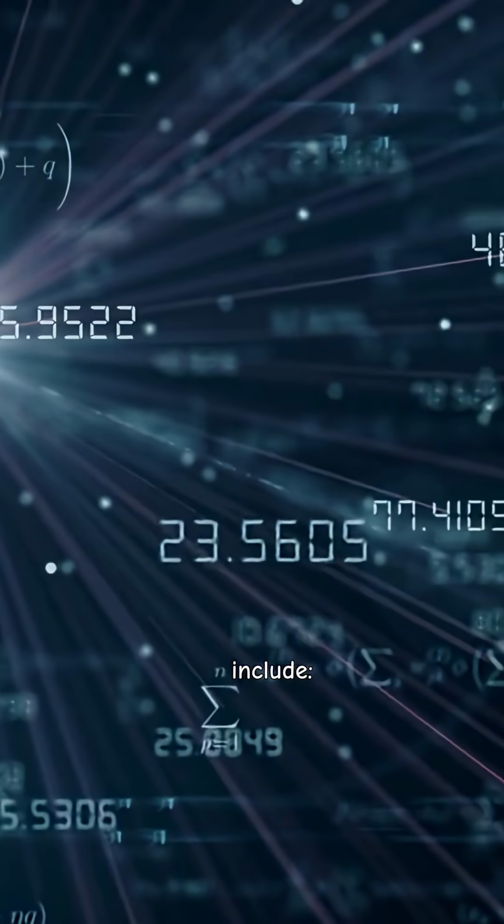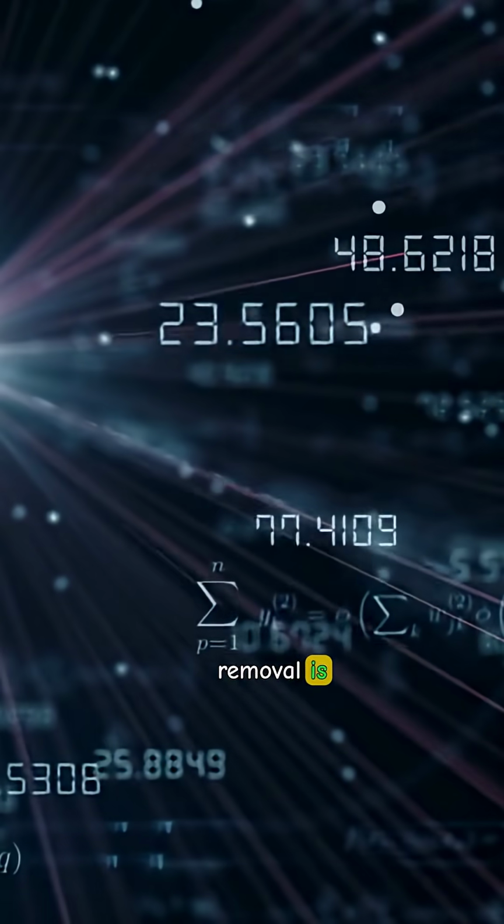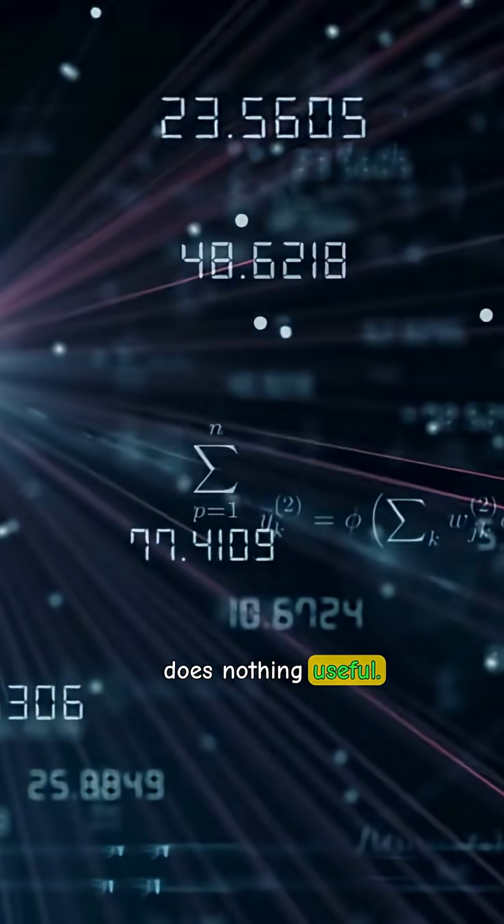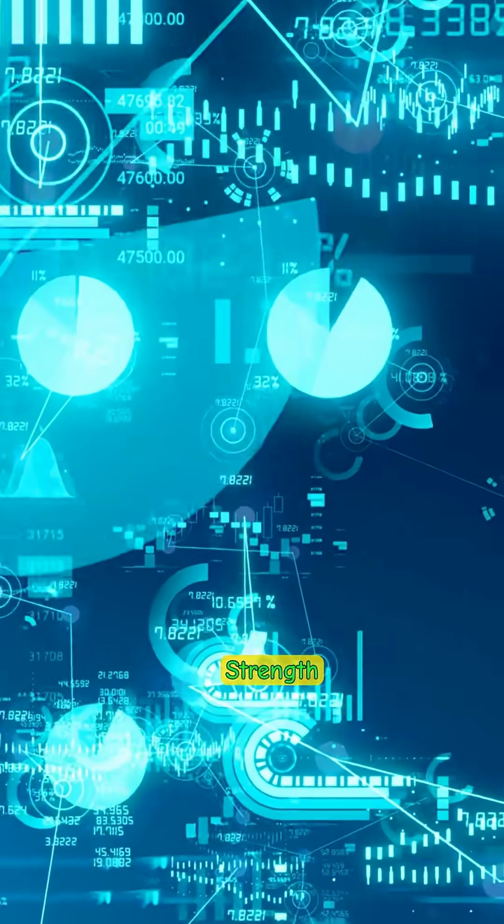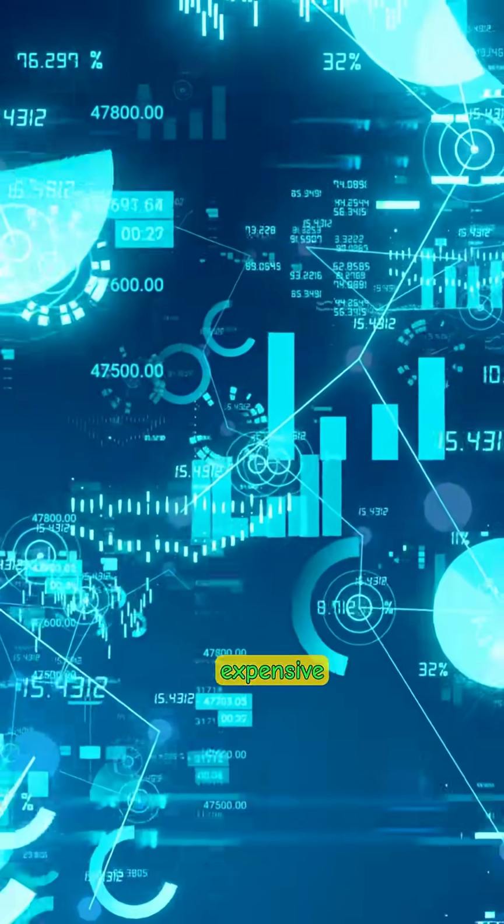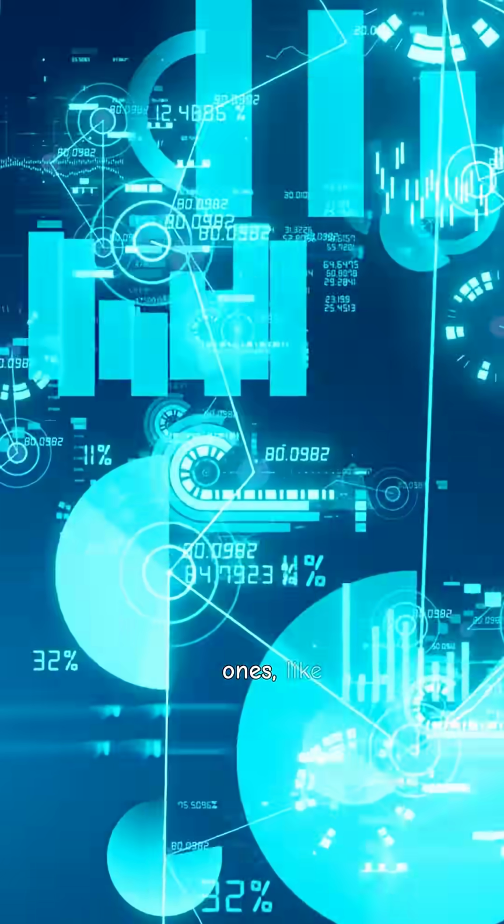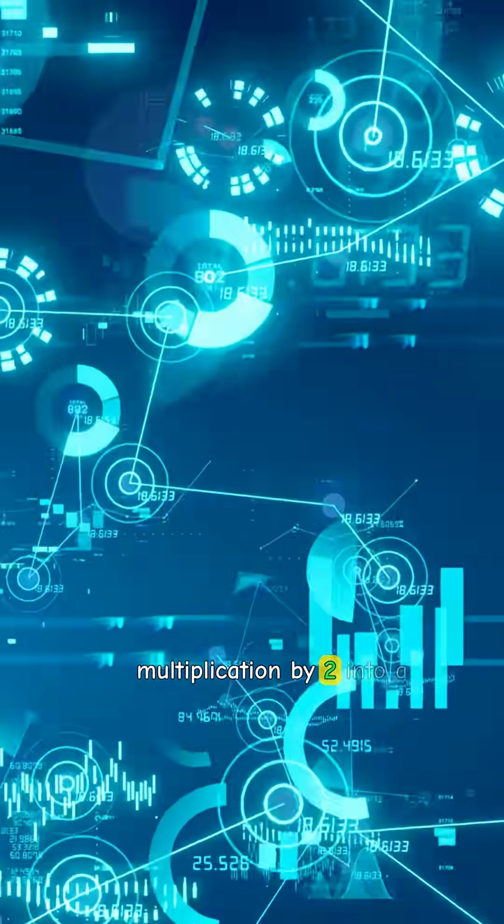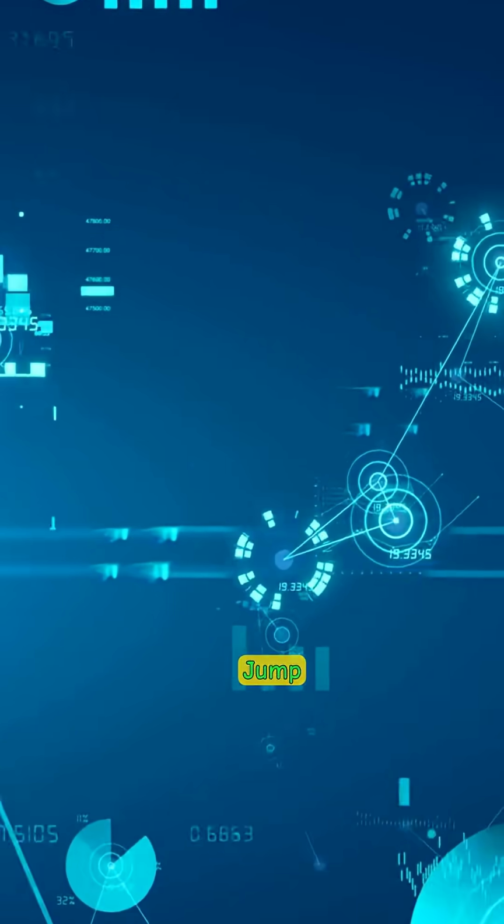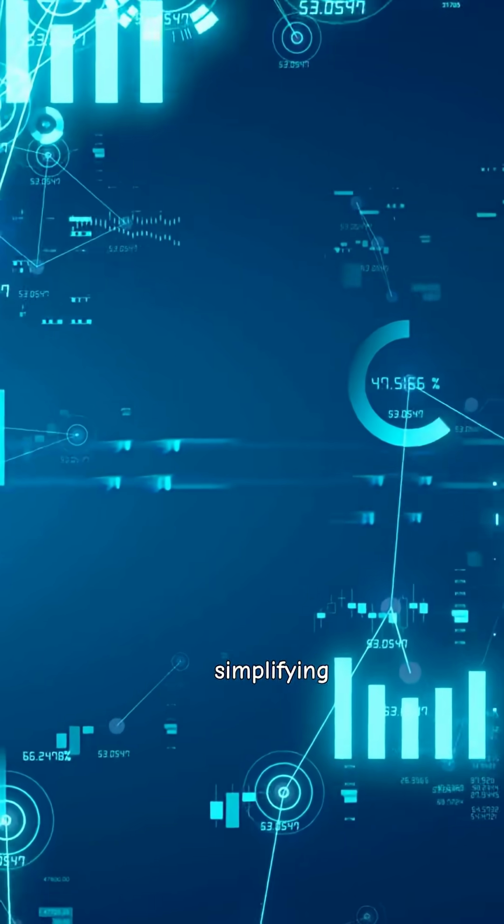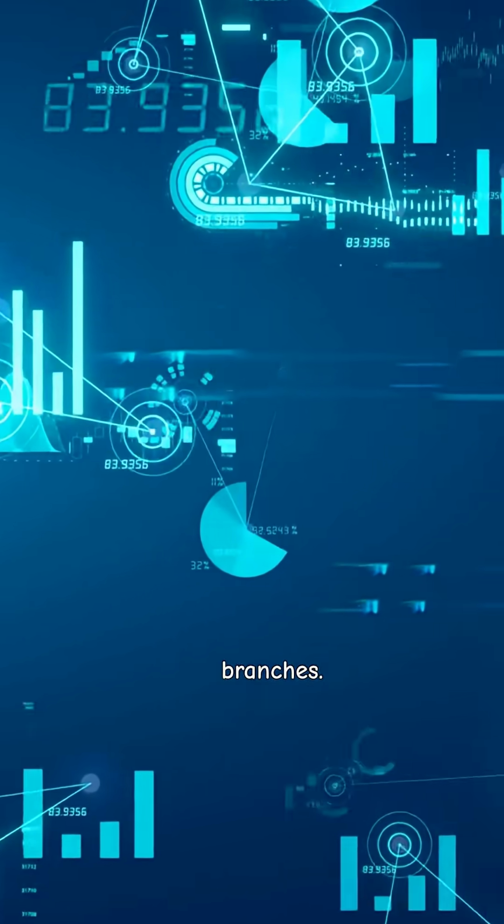Examples include redundant instruction removal, which is eliminating code that does nothing useful. Strength reduction is replacing expensive operations with cheaper ones, like turning multiplication by 2 into a shift left. Jump optimization is simplifying unnecessary jumps or branches.